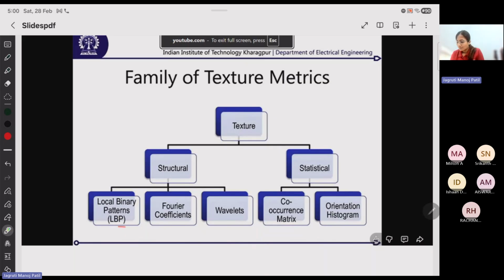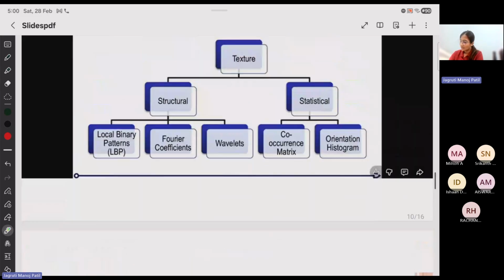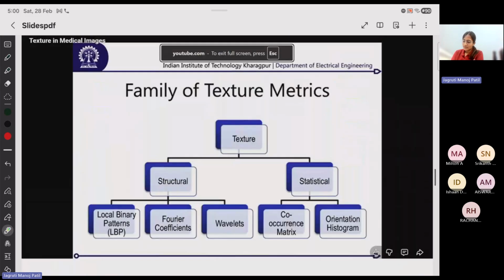Okay, so there are these different patterns. I won't discuss them in detail because these are very conventional techniques now, and nowadays people no longer use them. However, statistical based methods are being used. So we'll just go through them. I haven't included text about it, but I'll say it briefly here.